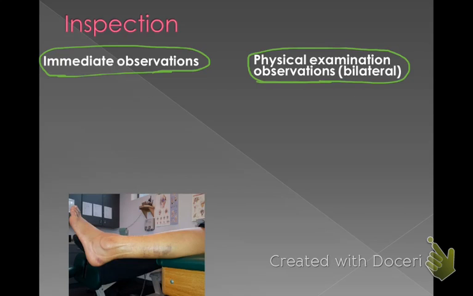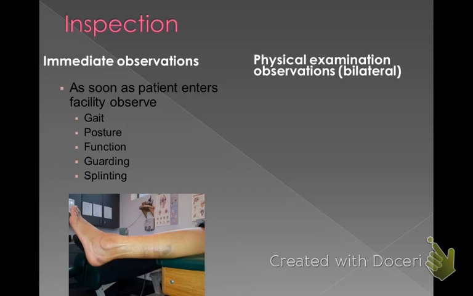So when we think about immediate observations, what things could we observe when they enter our facility? Well, the number one thing you could observe if it's a lower extremity injury would be their gait pattern. If it's an upper extremity pathology, then you could look at their posture, and then you could look at their ability to function, right? To hop up on the table or to push themselves up on the table. You could look at whether or not they're guarding.